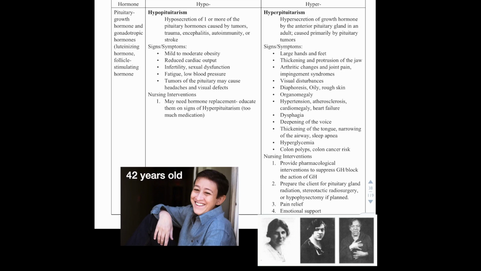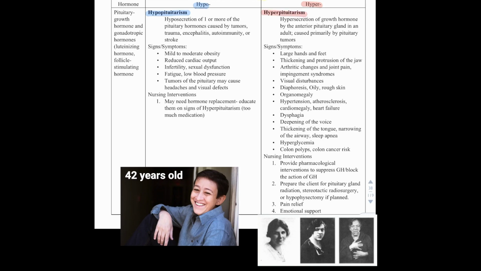So let's talk about endocrine disorders. We have our hypo and hyper. When we talk about hypo, pituitary growth hormone and gonadotropic hormone, we're talking about hypopituitarism. And when we talk about an increase of the growth hormone, it's hyperpituitarism.